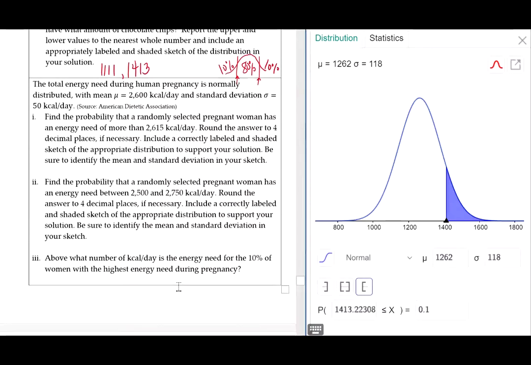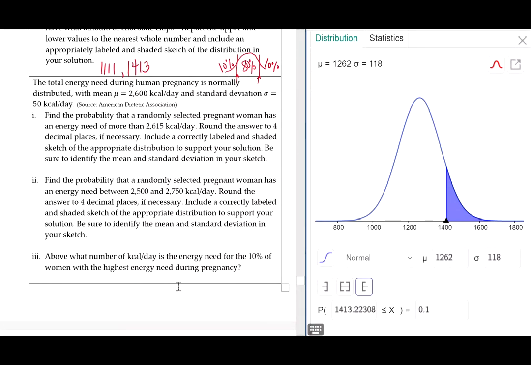I'm going to do one more example. The total energy need during human pregnancy is normally distributed with mean mu equals 2600 kilocalories per day and standard deviation sigma equals 50. Find the probability that a randomly selected pregnant woman has an energy need of more than 2615 kcal per day. I'm going to enter my new mean into GeoGebra, which is 2600, and enter my new standard deviation, which is 50.